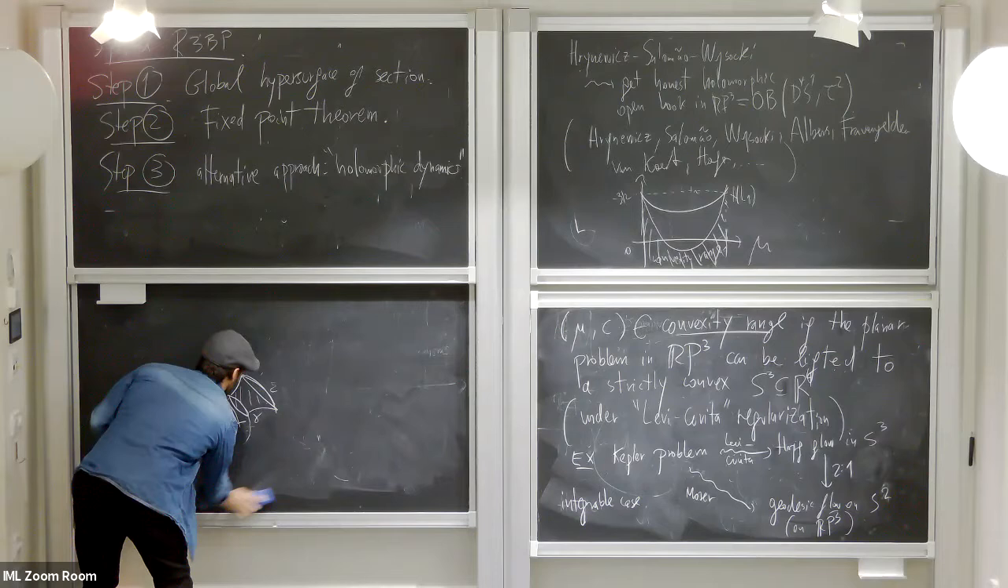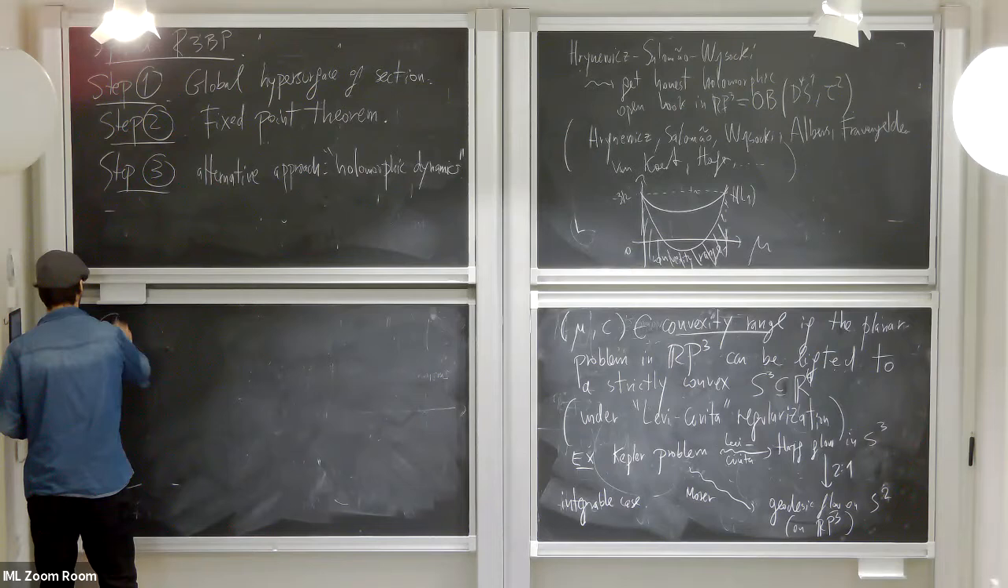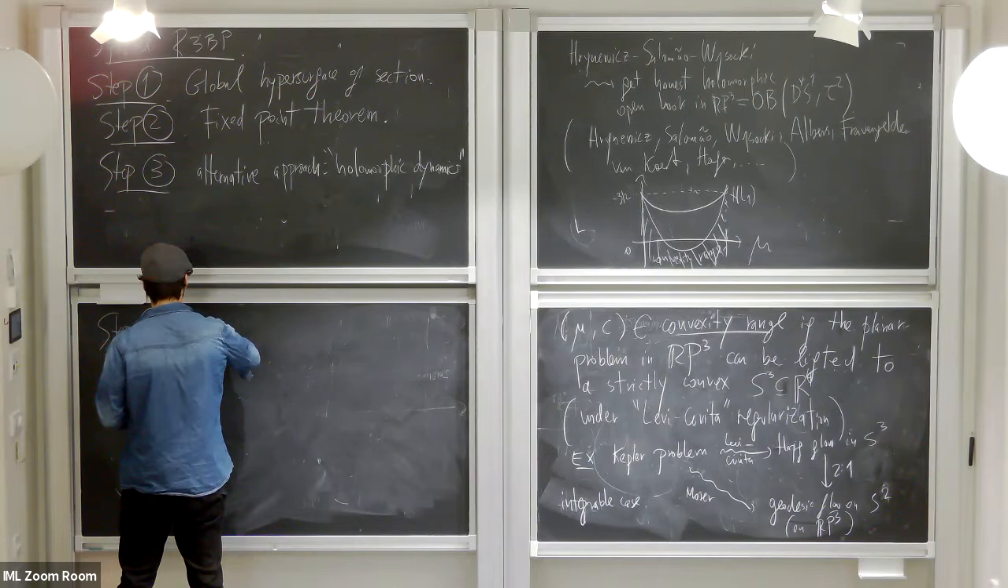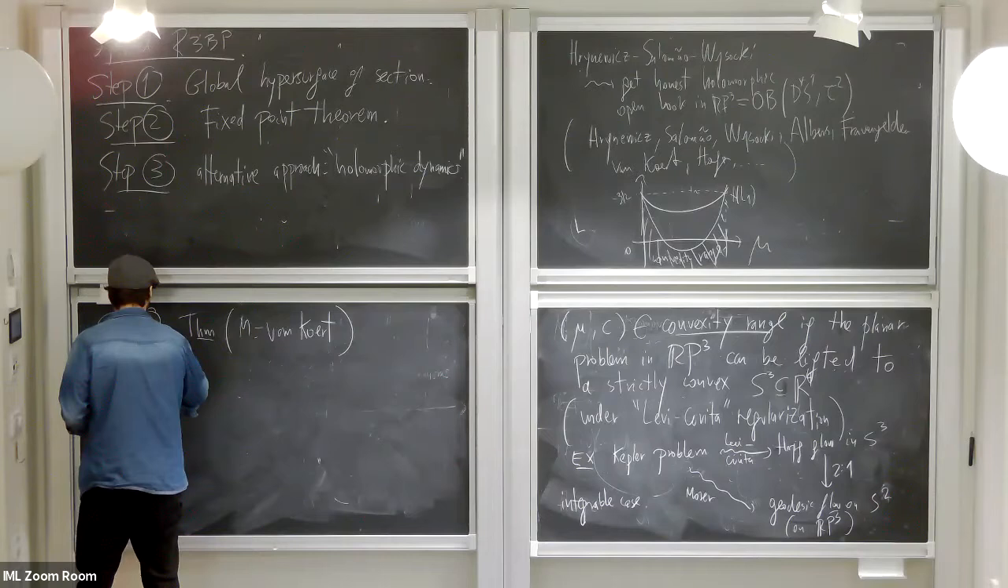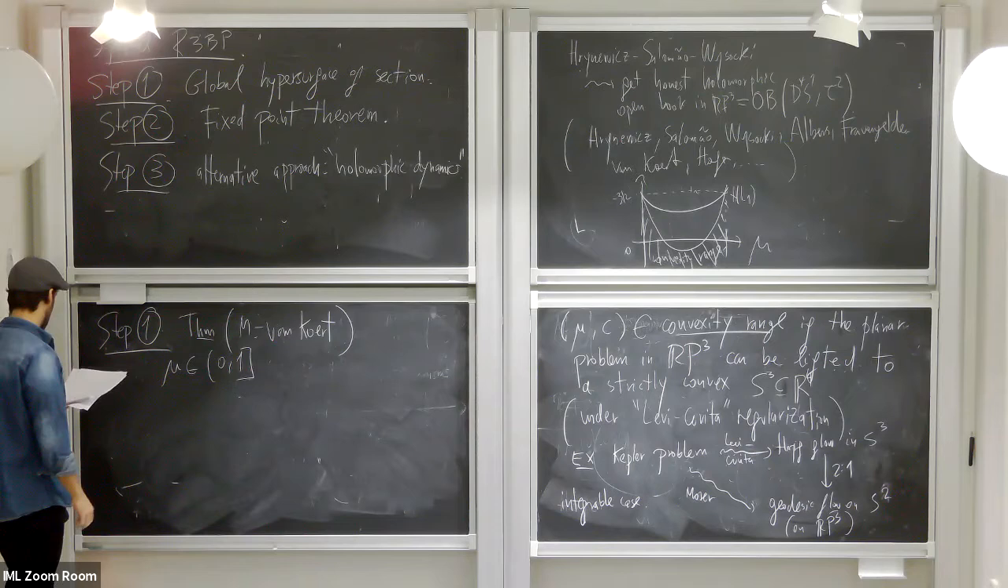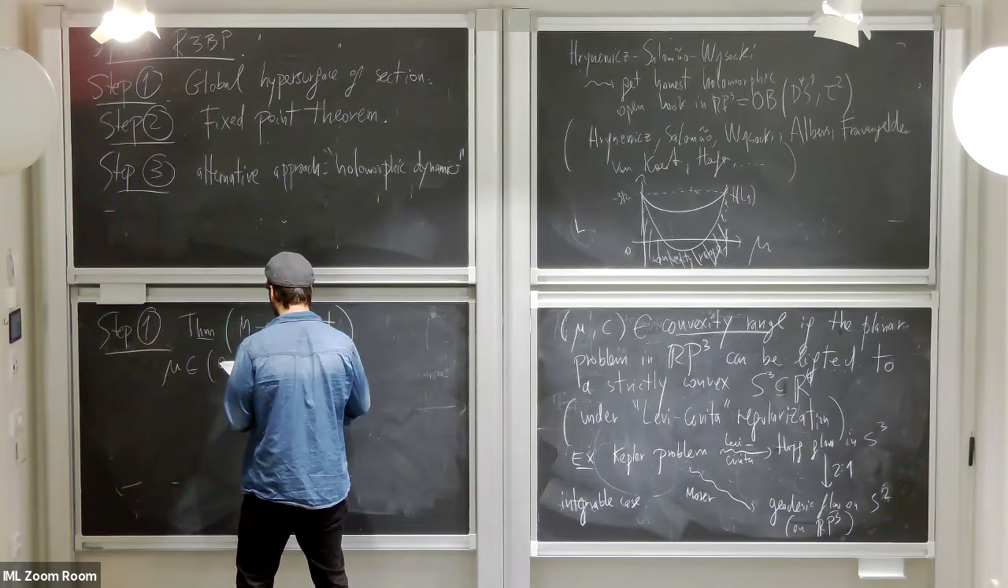So step one is the following. The theorem can be stated like this. It's Uebele, Schneider, and Otto. You take any mass ratio in the interval (0, 1), and you consider Sigma_c, the Moser regularized level set at energy c.